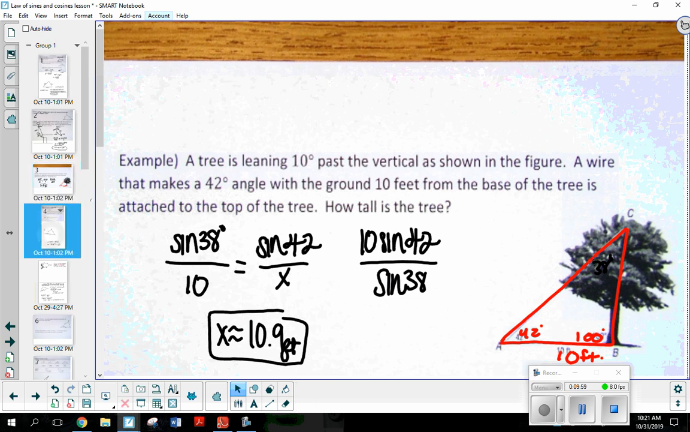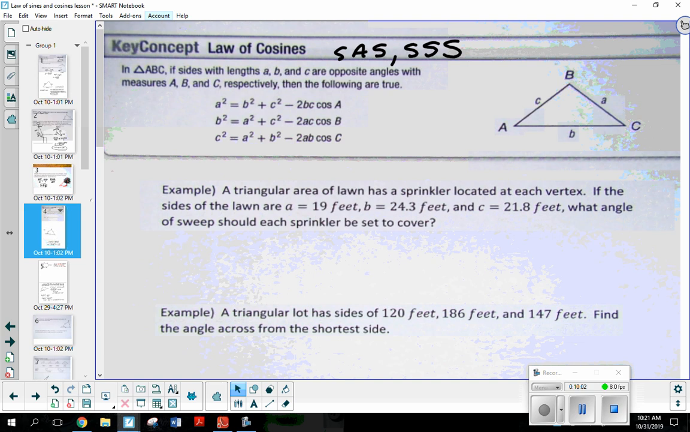Well, let's talk about law of cosines. You're going to have a different type of triangle here. You're typically going to be running across side angle side, or you're going to have side side side. The point is you won't have a pair. You're not going to be given an angle measure and the side directly across from it, so you won't be able to use law of sines yet, even if you wanted to.